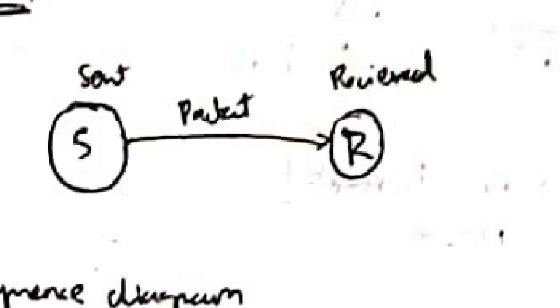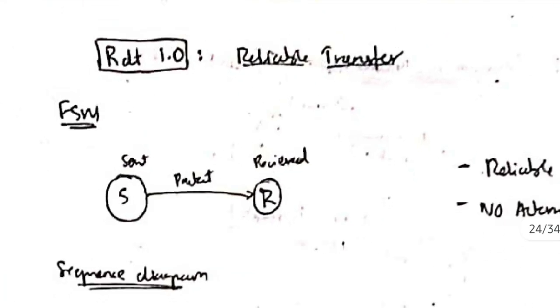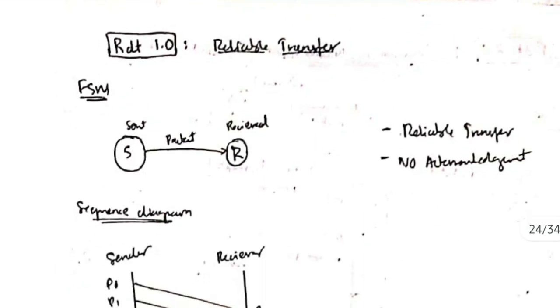Okay, so that is a hypothetical scenario where the data which is getting sent is 100% getting received. The characteristics are that it is a reliable transfer and there is no acknowledgement. Why is there no acknowledgement? Because the assumption made earlier is that the data will be 100% received, so acknowledgement is not needed.